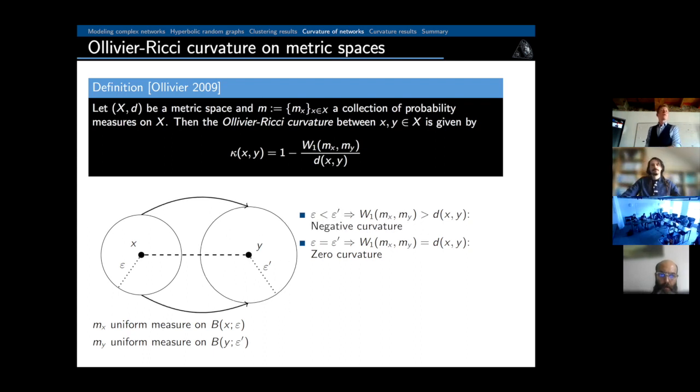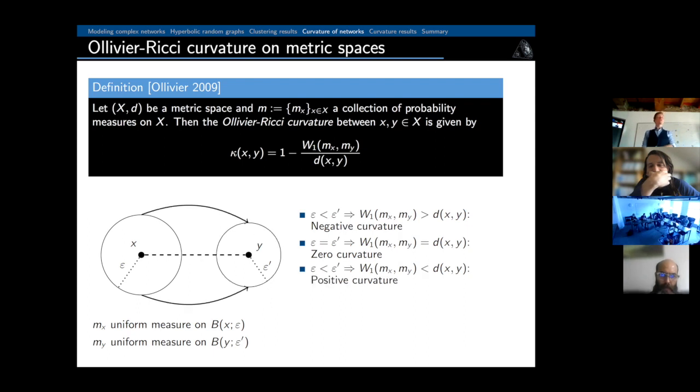If, however, the probability measure for y was on a larger radius, the Wasserstein distance actually is larger than their distance, and hence you get negative curvature. On the other hand, if it was smaller, you get positive curvature. So if balls, in this case, stay the same, you get 0 curvature. If they grow, you get negative. If they shrink, you get positive. This is just to try and explain at a very rudimentary level why this would make sense.